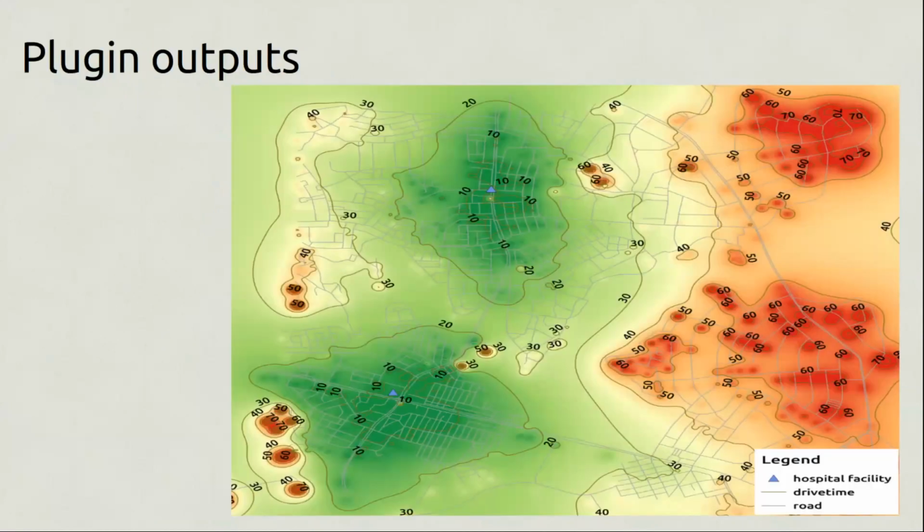So that's how the plugin works. And this is one of the outputs. I think it's similar hospital facilities that used different setups on the drive times and the network cost setup, where it shows the accessibility of these two facilities.